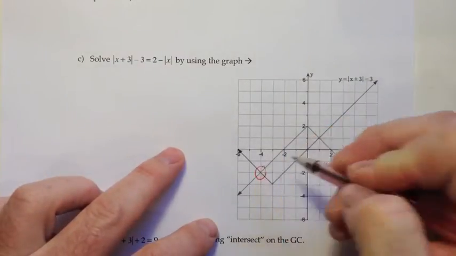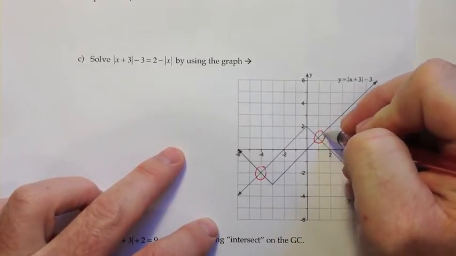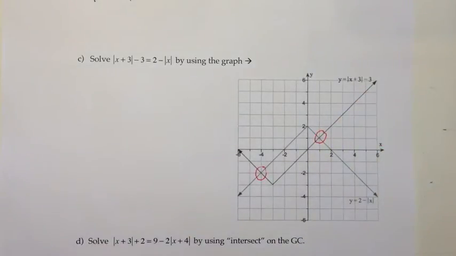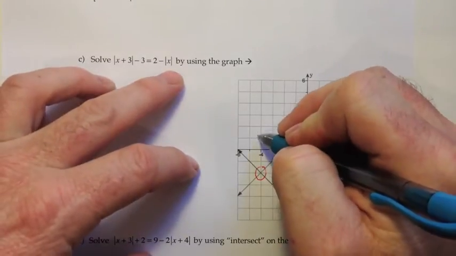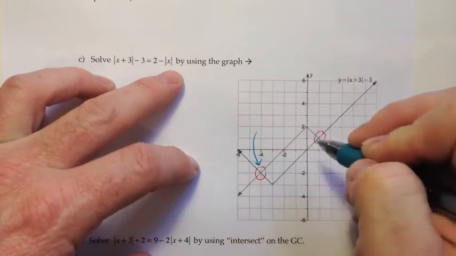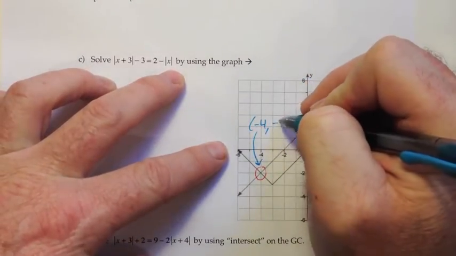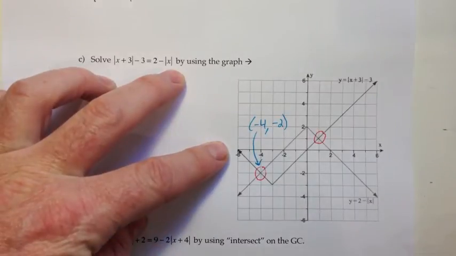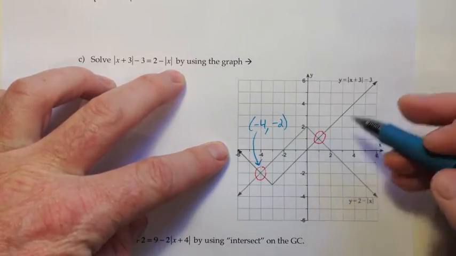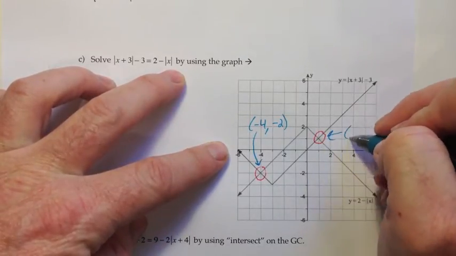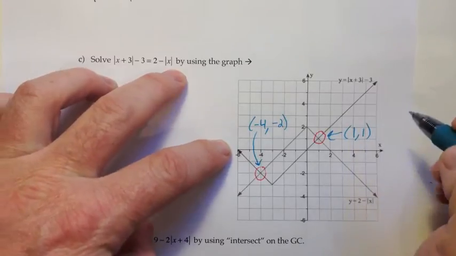So here's a point of intersection, and here's another one. If the graphs intersect in two places, then we would expect that this equation has two solutions. And so we want to look at the ordered pairs to help us sort out what those solutions would be. This first intersection seems to be left 4 and down 2, so that intersection would be -4, -2. And this one is right 1, up 1, so that one is the ordered pair 1, 1.